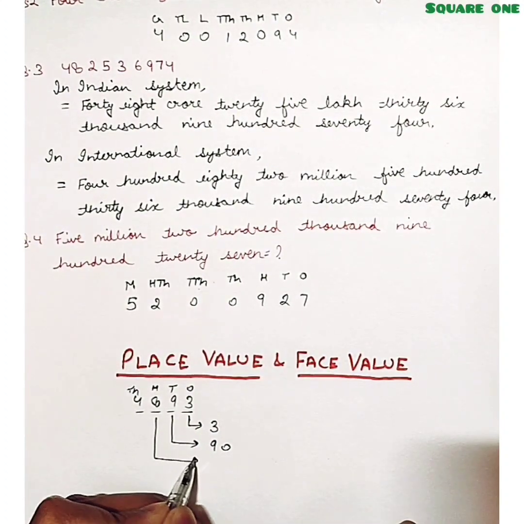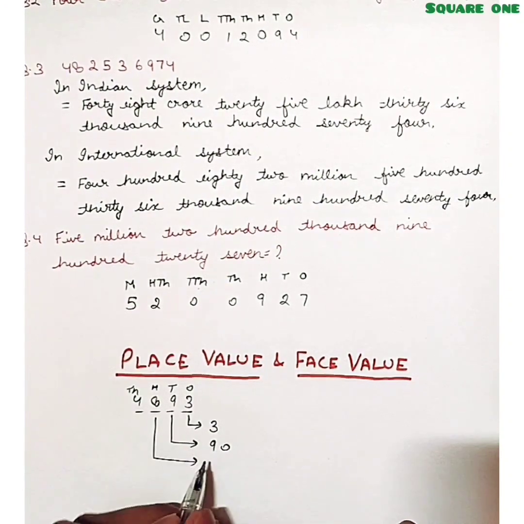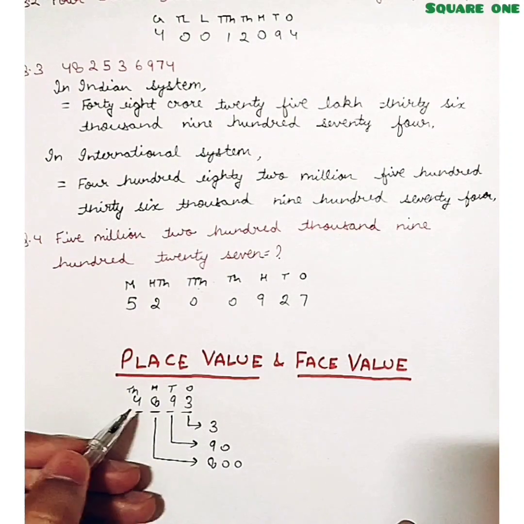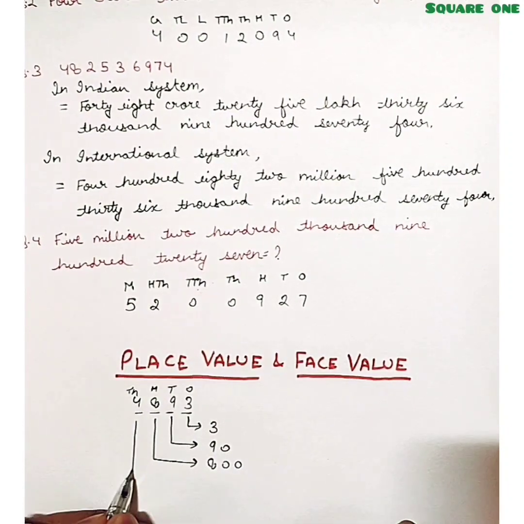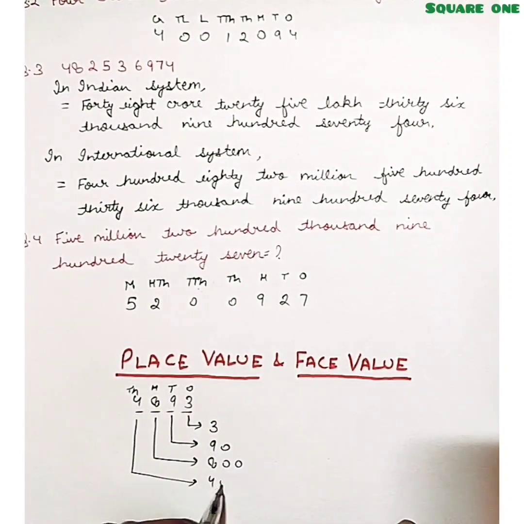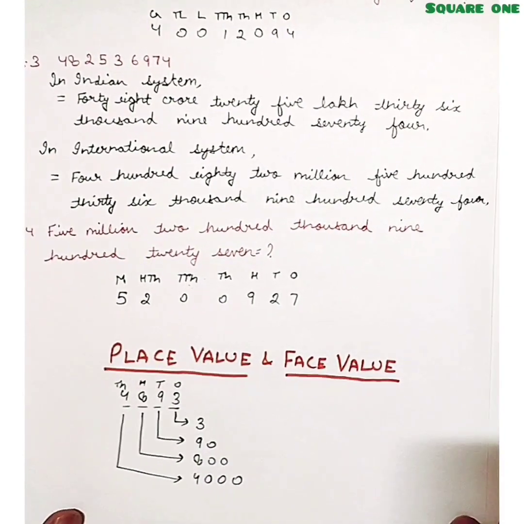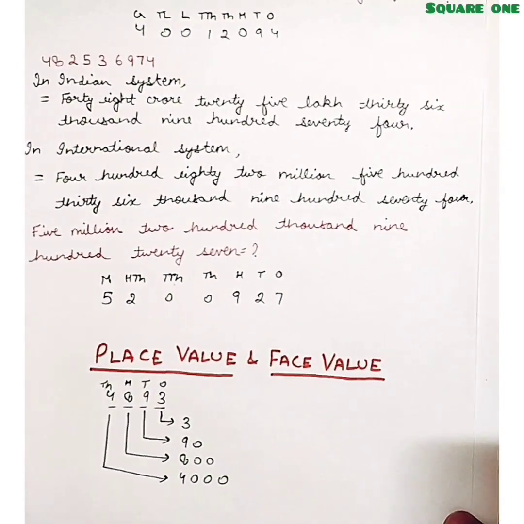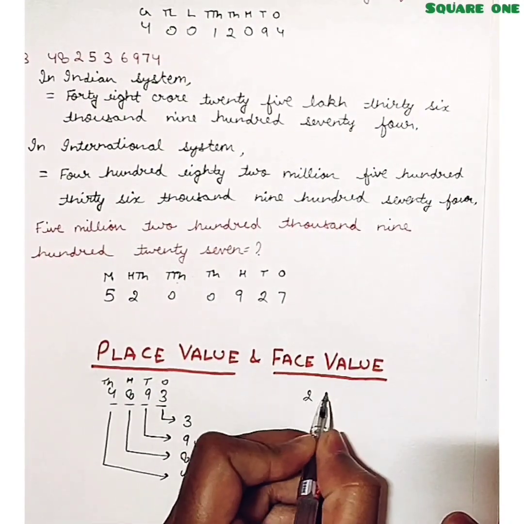The place value of 8 is 800. There are 2 digits at the right of 8, so we remove those digits and write zeros in place of them. Next we have 4. Place value of 4 is 4,000. 4 is sitting at the place of thousands. Okay. There are 3 digits at its right, so we write 3 zeros after 4. Okay. So this is how we write place value.